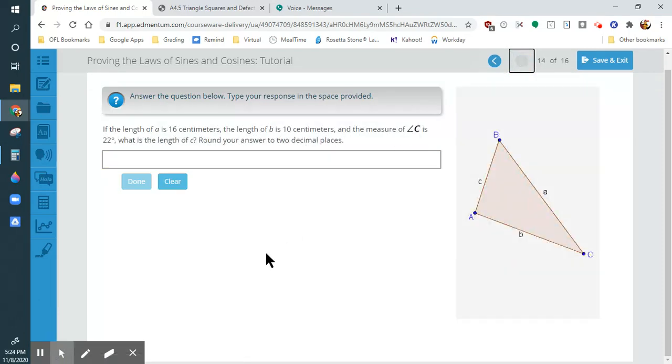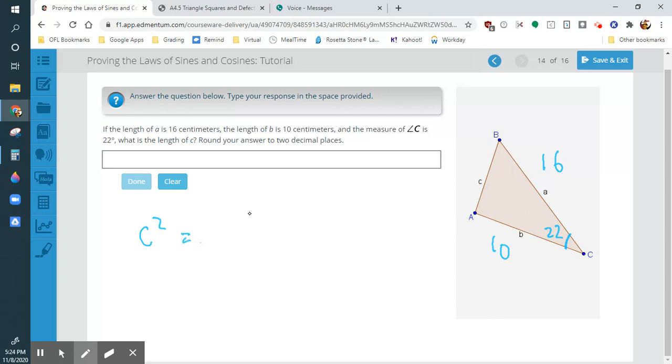All right, so if the length of A is 16, length of B is 10, and the measurement of angle C is 22 degrees. So we do have the measurement of angle C, so we need to find side C. Obviously, this one's a lot easier. I really like it when it's this, because you can just plug it into a calculator.